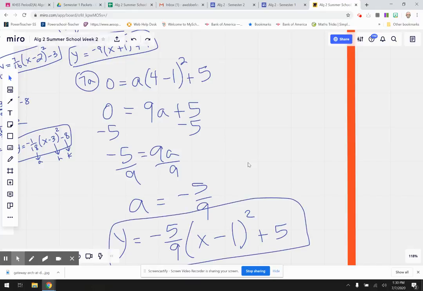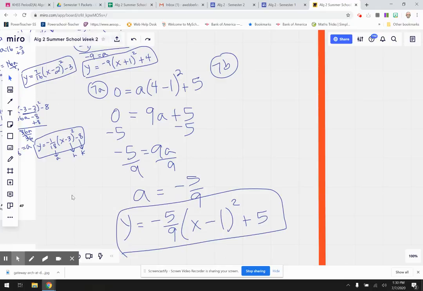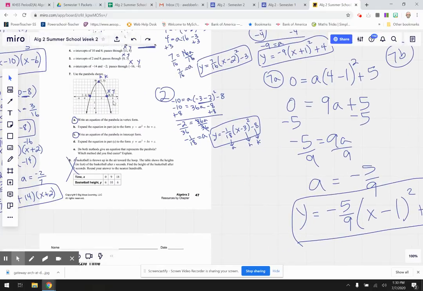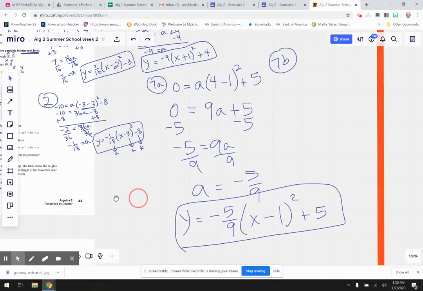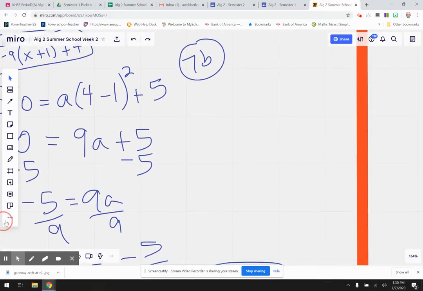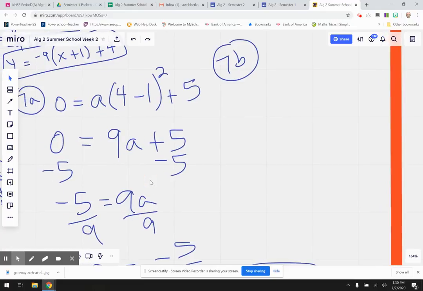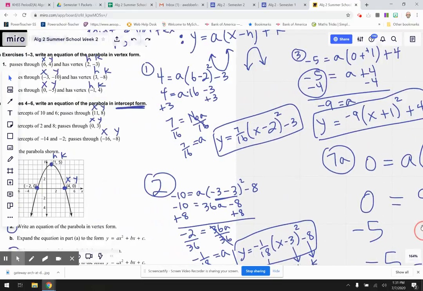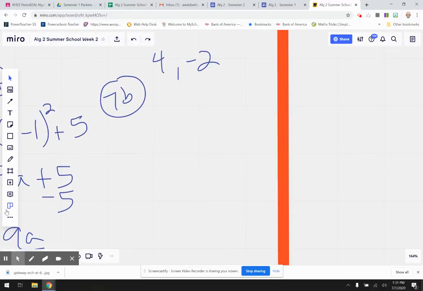Now 7b, I'll put right next to it. Okay, 7b, we have our intercepts. We're going to look at the two intercepts, 4 and negative 2. Okay, so 4 and negative 2 are the intercepts. And for an xy point, we're going to use the vertex, which is 1 and 5. So we know that (1, 5) is on it. That's our x and our y.